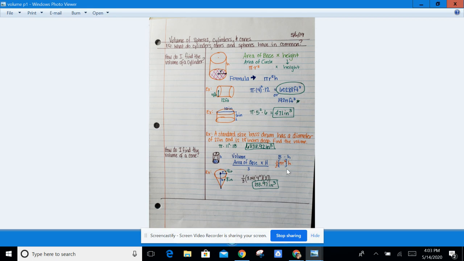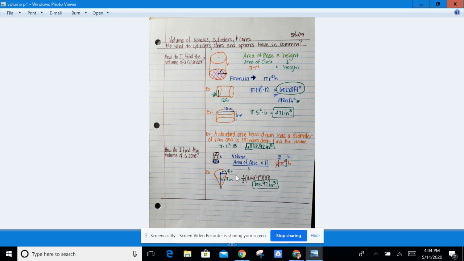Now, I must have liked fractions last year, but dividing it by 3 is a lot easier than trying to put 1/3 in a calculator, if you have a calculator like the one on my phone, unless you turn it sideways. But here we go. It says 1/3 times my base. What's my base? My circle. And here's the height. So let's practice.